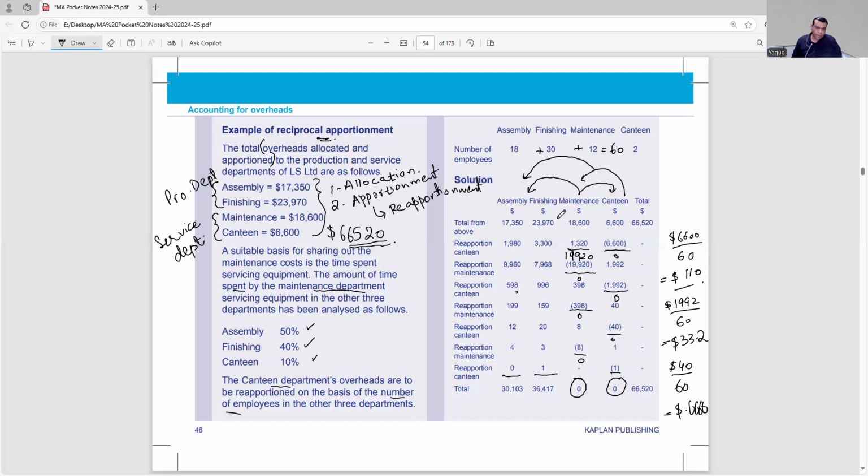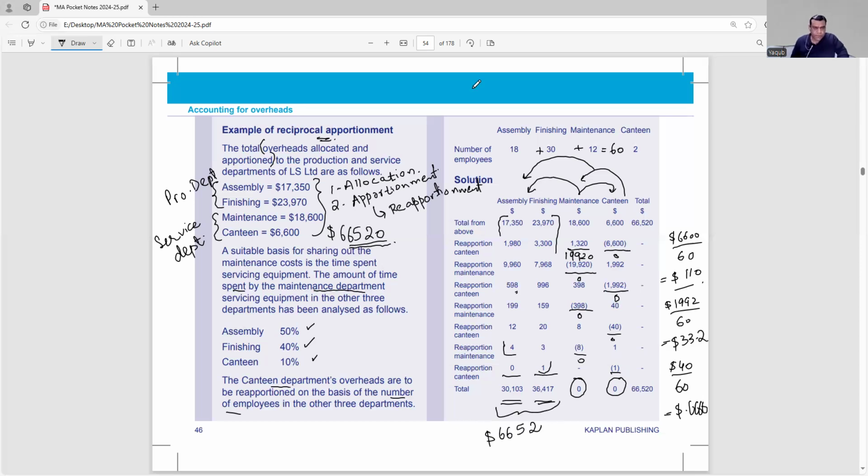If we add up all these values, starting from 23,970 up till 1, the sum will probably come at 36,417. And if we start from 17,350 and add up till $4, our answer will come 30,103. So this sum is representing the total overheads of assembly, out of this 66,520, and total overheads of finishing out of this 66,520. So if I add up all these overheads, 30,103 plus 36,417, my sum is the same, 66,520.